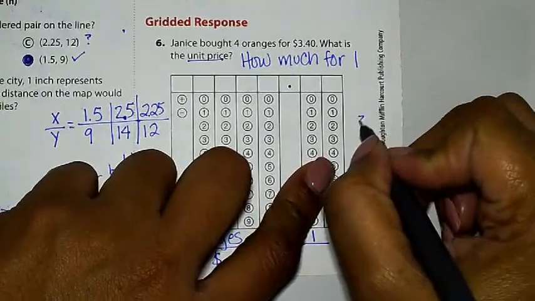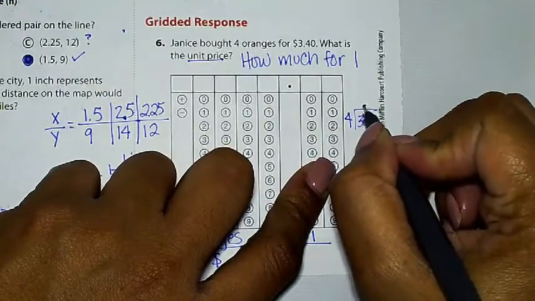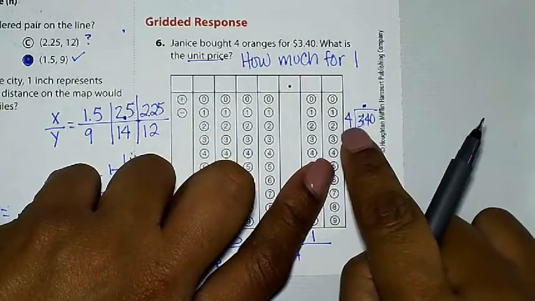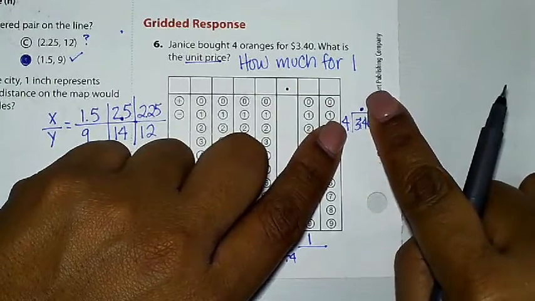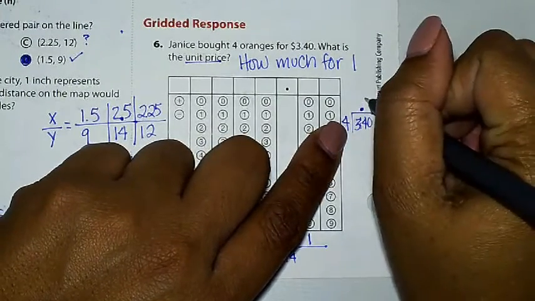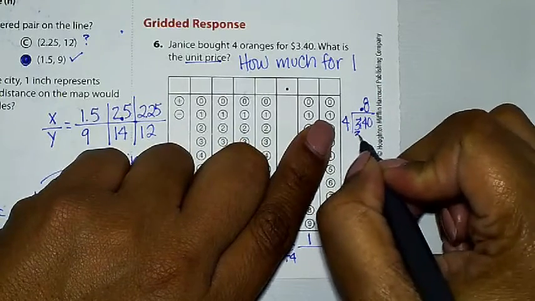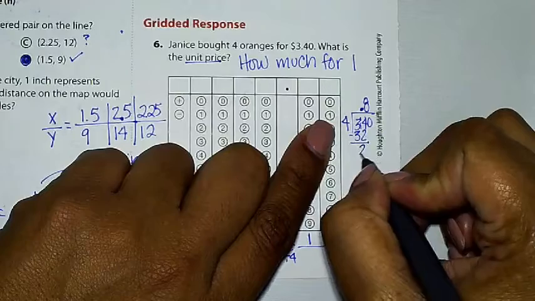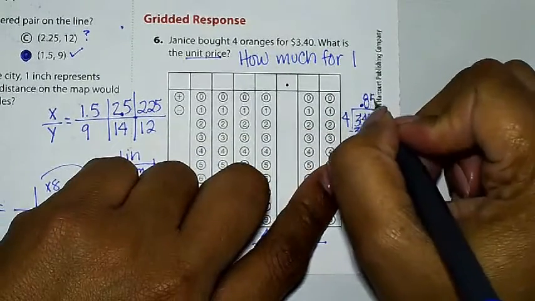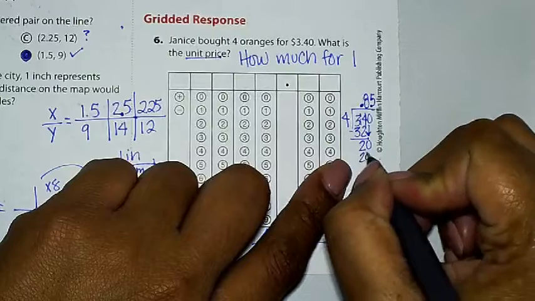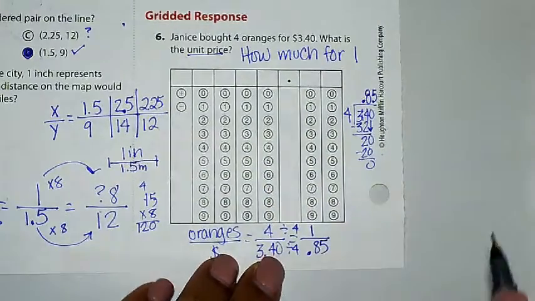So $3.40 divided by 4. Push my decimal straight up. 4 doesn't go into 3, but 4 will go into 34. 4 goes into 34. Let's see. Let's do 8 times. 8 times 4 is 32. Subtract, you get 2. Bring down that 0. 4 goes into 20 5 times. 5 times 4 is 20. Subtract, you get 0. So 1 orange is 85 cents.